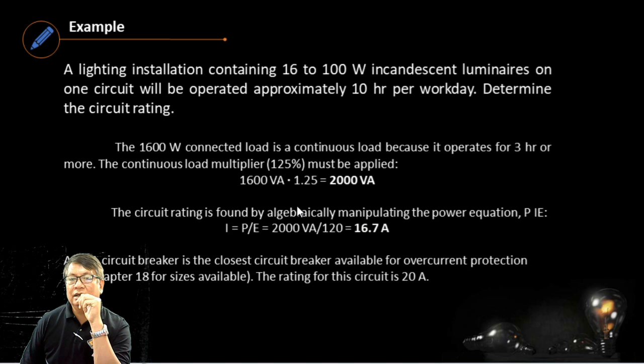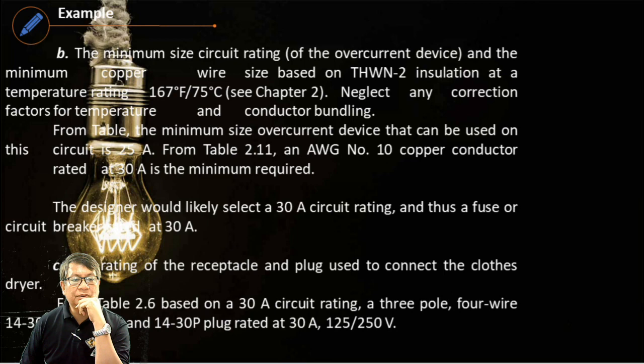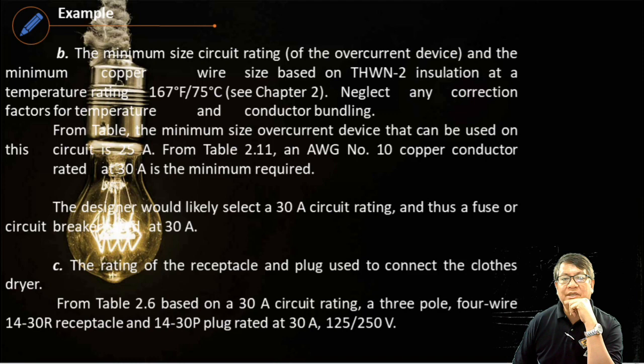Try to review with this one. So, we have to multiply this by 125% or 1.25 in the sense that this kind of lamp which is specified here is operating approximately 10 hours per work day. So, that is why we multiply it with 1.25 or 125%. Okay, so this is for the lamps or the lighting fixture, the fluorescent. Okay, so we have that one. So try to review these examples here for some of the examples of the different types of loads, based on the tables that we have. Okay, so from our reference, no?